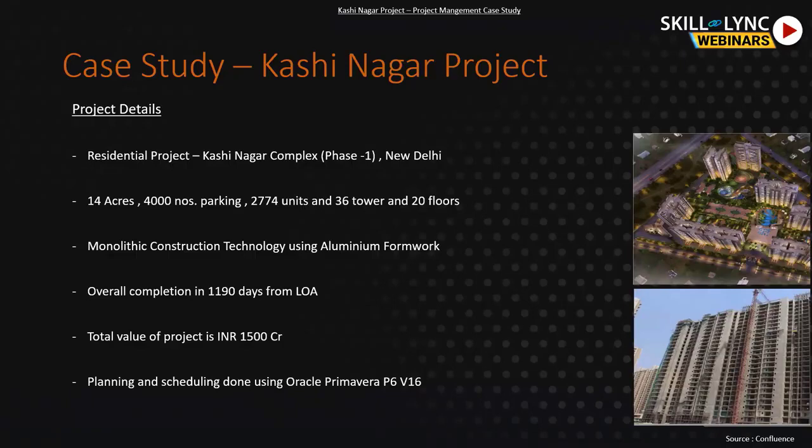So we are using that now. I'm specifically saying this aluminum formwork because we'll see how we implement this idea. The project methodology gets implemented in Primavera. I'll show you that also in this case study. The overall completion is 1190 days from the letter of acceptance. Project value of 1500 crores. Planning and scheduling done using Oracle Primavera P6 version 16.